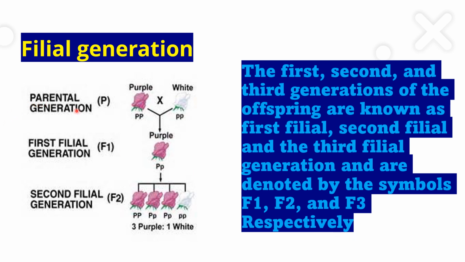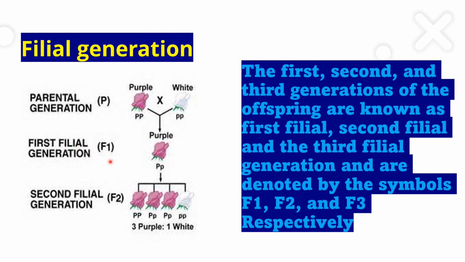Here you can see parental generation. Both the parents are pure breeding. What is the meaning of that? Both the parents are homozygous. One is dominant, another one is recessive. But both are homozygous. Then what will be the first generation?